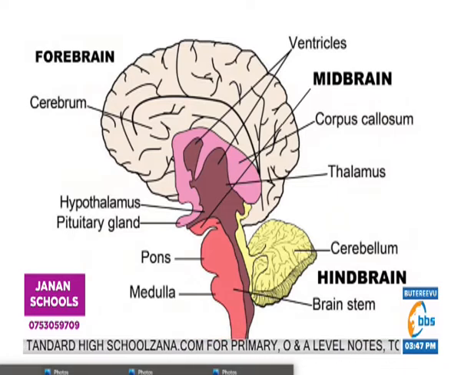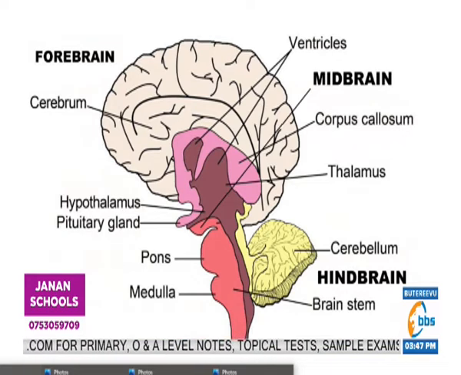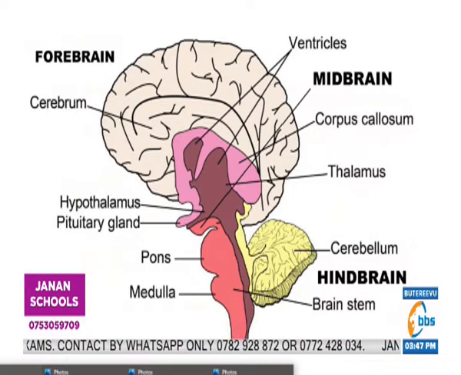We start with the pons, P-O-N-S. The pons contain nerves and relay impulses basically to the cerebellum. So the impulses they relay are impulses, say, from the fore and the midbrain towards the cerebellum. That is the major role of the pons. And then we move to the medulla oblongata, which is just below the pons. The medulla oblongata controls all involuntary activities.